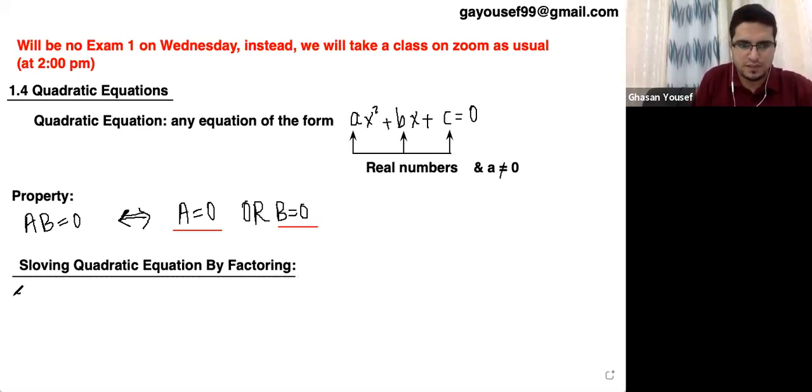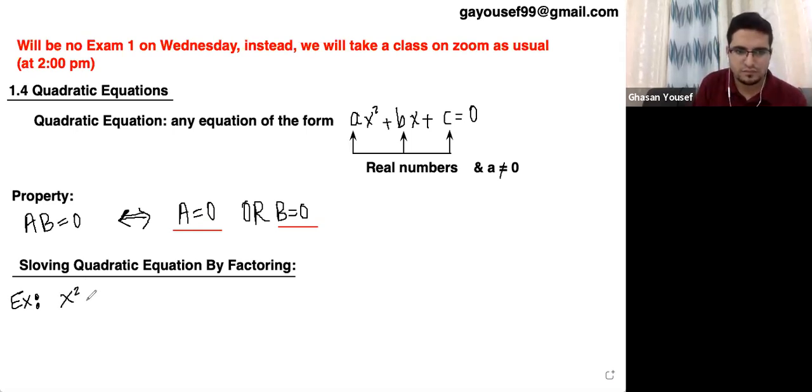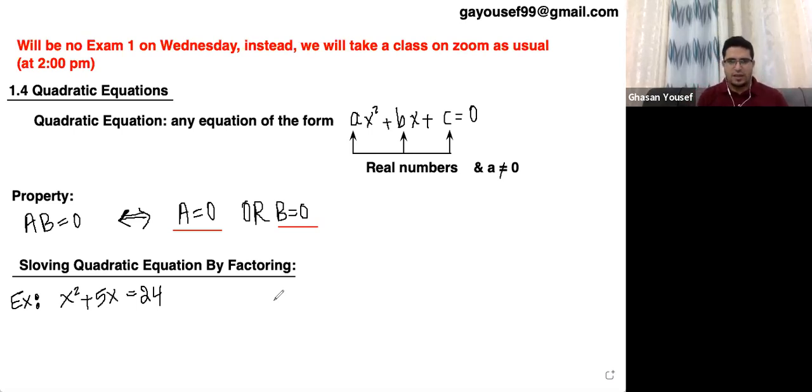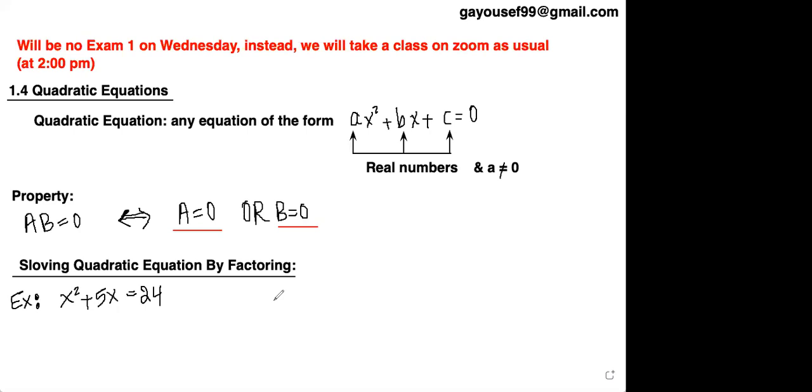So here, example 1. Suppose I have x squared plus 5x equals 24. Who will give me an idea how I can start solving this quadratic equation? Subtract 24 from both sides. Exactly. Subtract 24 from both sides.